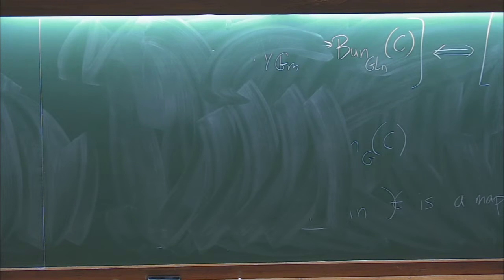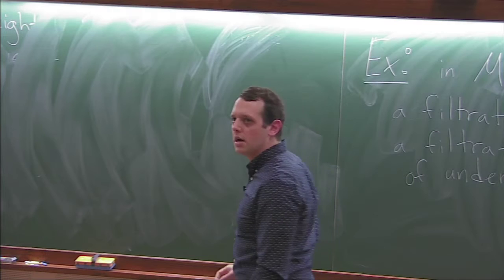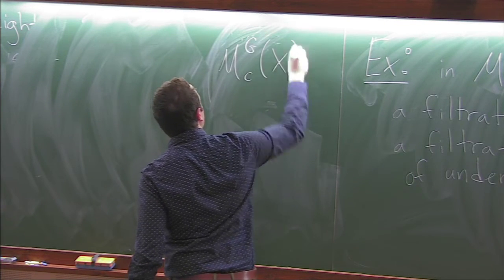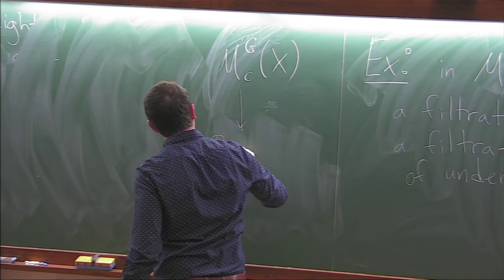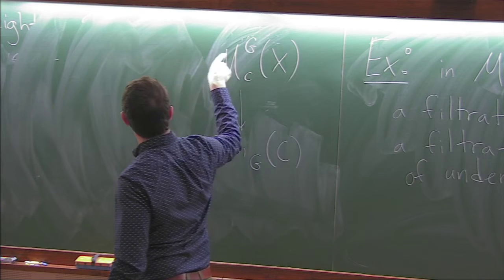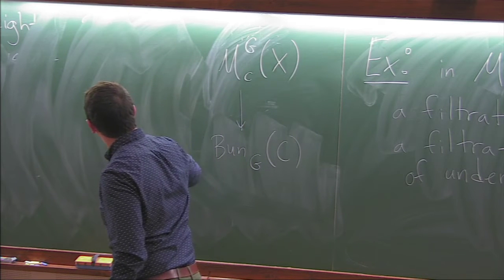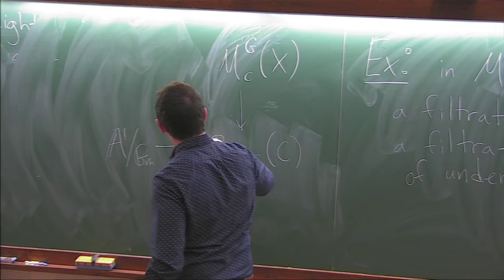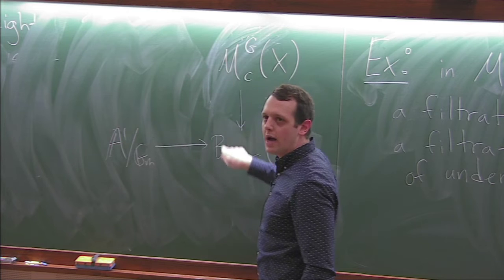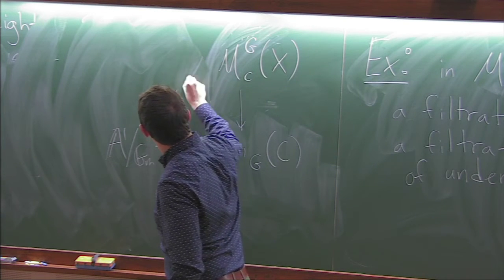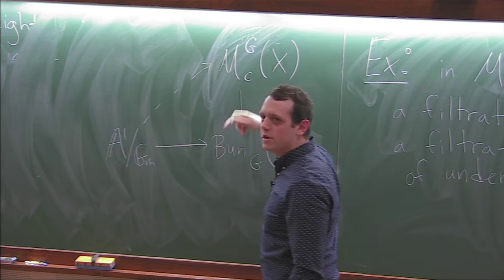There's a variant of this where the target's not proper, and then there's a compatibility condition. But let me show you something. The point is that you have MCG of X. This projects down to Bun G of C. And so the question is, what is a map from theta to this? Well, it's a map A1 mod GM. So definitely for a filtration like this, you have a filtration of the underlying bundle. And then the question is, what is the data of the lift? In other words, you specify the G bundle, and then you specify a lift.